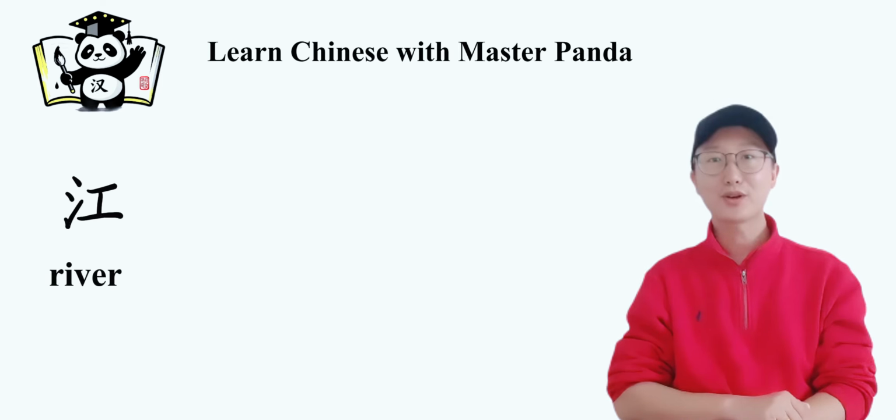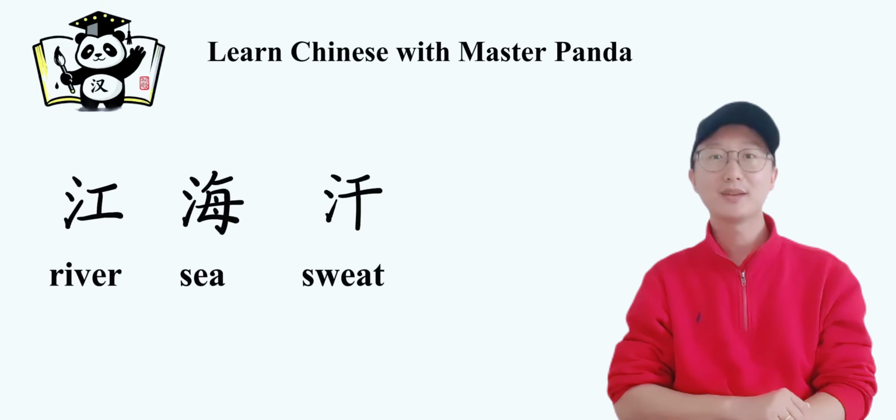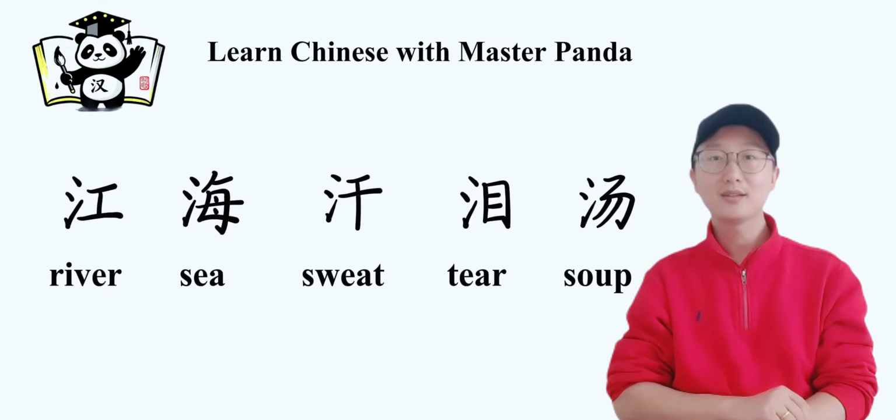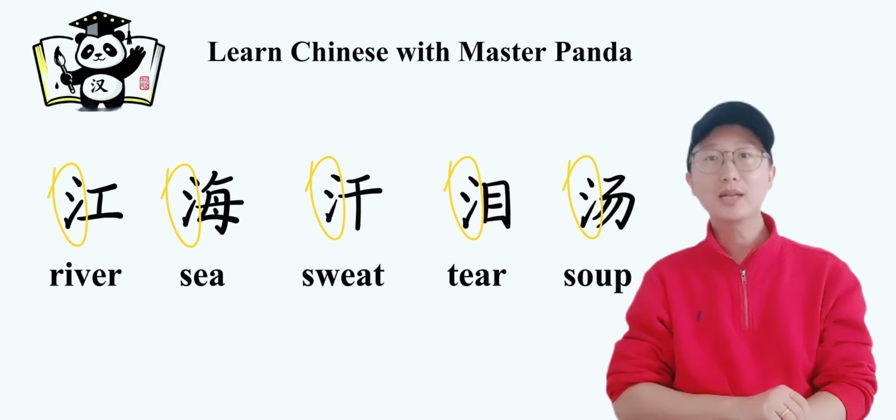You say this part. This is not a character by itself. It is a component, a building block, that appears in many other characters. Let's look at some examples. 江, river. 海, sea. 汗, sweat. 泪, tear. 汤, soup. All these characters contain the component. What do they have in common? They are all related to water. The component carries the meaning of liquid or water.